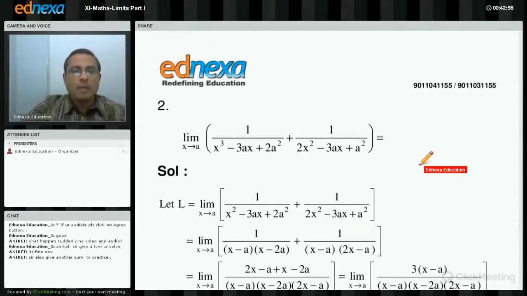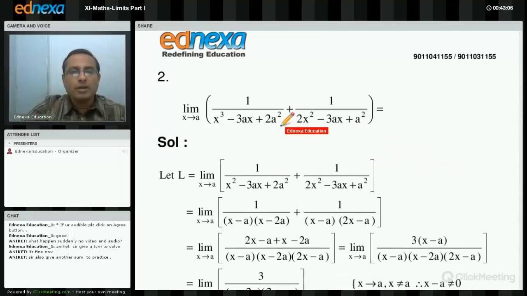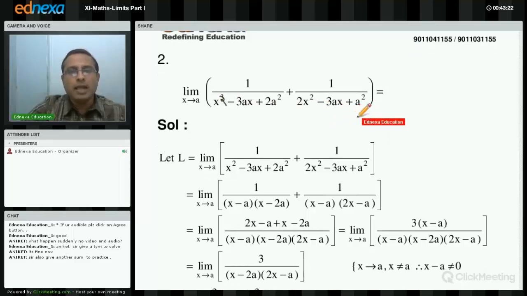The second one, limit of which function as x tends to a? The function is 1 upon x cube minus 3ax plus 2a square. Actually, this should have been x square and not x cube. I'll make a correction here. This is x square. So 1 upon x square minus 3ax plus 2a square plus 1 upon 2x square minus 3ax plus a square. Now the same logic.